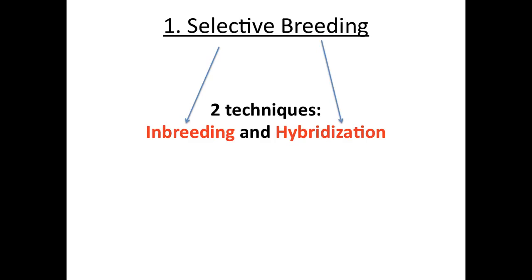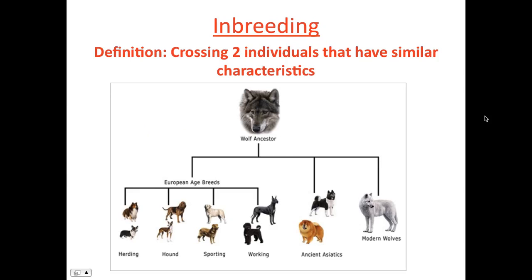Selective breeding can come about using two techniques. One is called inbreeding, and the other is called hybridization. We'll start with inbreeding. The definition is the crossing of two individuals that have similar characteristics. So this describes our corn example and also our strawberry example. We were taking individuals that had similar characteristics, in this case, produced larger berries or produced larger cobs, and breeding them together with the hopes that we would get something similar over time.